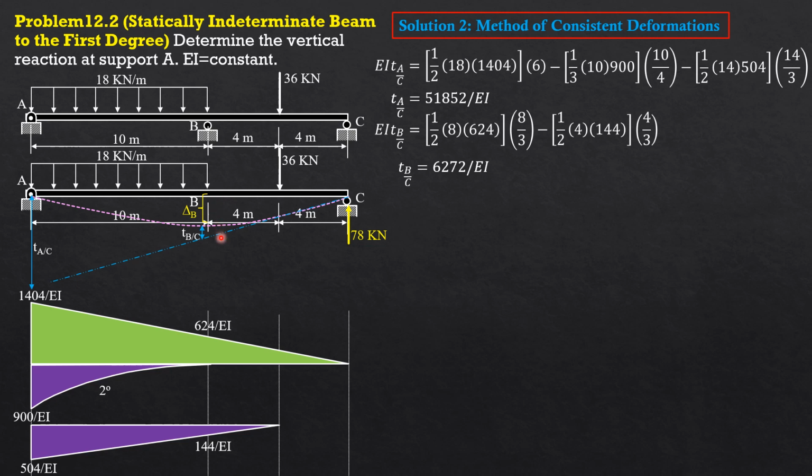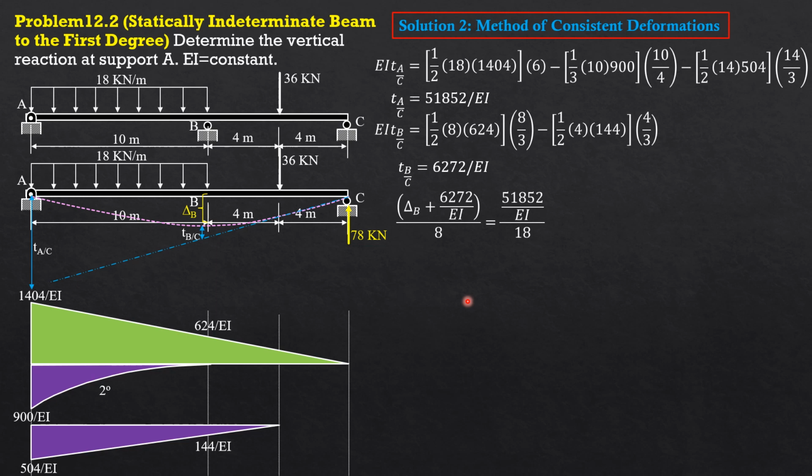Then by similar triangles, delta B plus the deviation of B relative to C, which is 6272 over EI, is to 8 as the deviation of A relative to C, which is 51852 over EI, is to 18, by similar triangles.